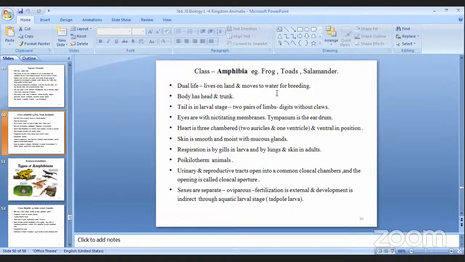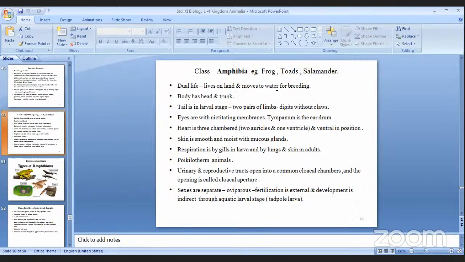Respiration is by gills in larvae and by lungs and skin in adults. So if it is by lungs, it is known as pulmonary. If it is by skin, it is known as cutaneous. Okay, I'm sorry, that word was not coming immediately. Skin means cutaneous. Then it is again poikilotherms, that means cold-blooded. Cold-blooded means what, students? That they can adjust with the temperature of the surroundings, right?